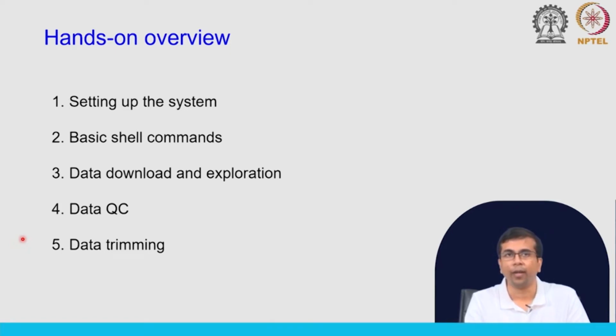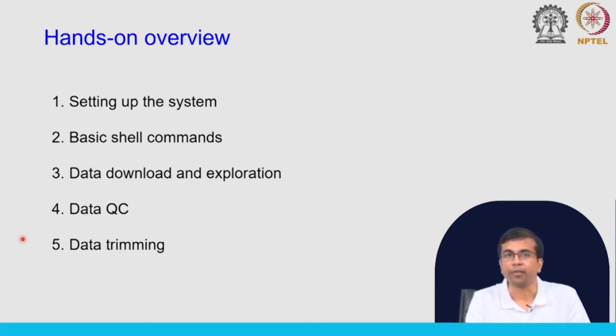Then we have the third part, which is the data download and exploration. So, I will show you how we actually can download some of these NGS data sets and explore and see the data ourselves. Then the fourth part is the data QC, right, how we actually do the quality control. We will run this quality control on a real data set, and finally, we have the data trimming, data pre-processing step if required, and again with real data we will do this step.